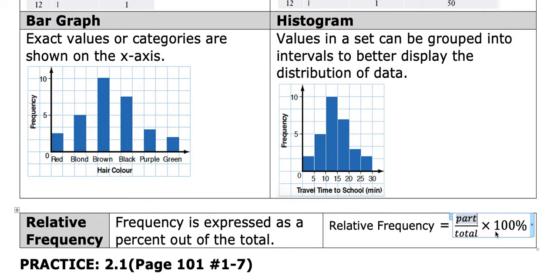Now, we will be learning how to graph using Microsoft Excel or spreadsheet software. So that being said, relative frequency is used often in pie graphs, and it's helpful to compare parts of the group.